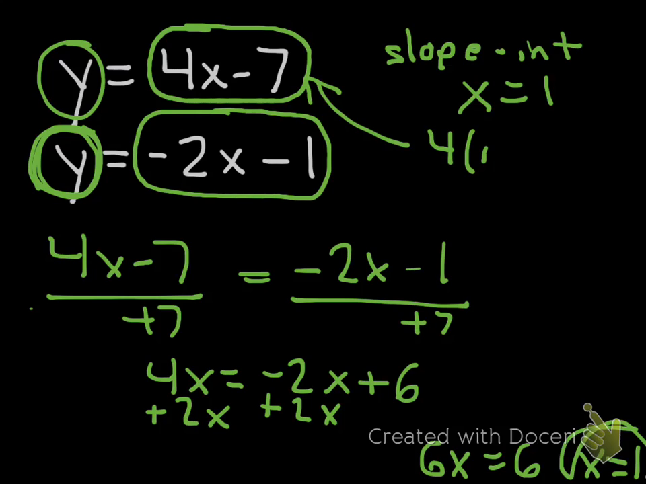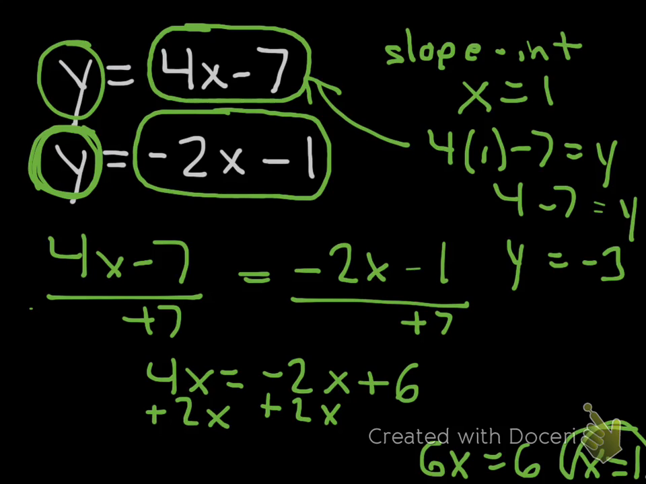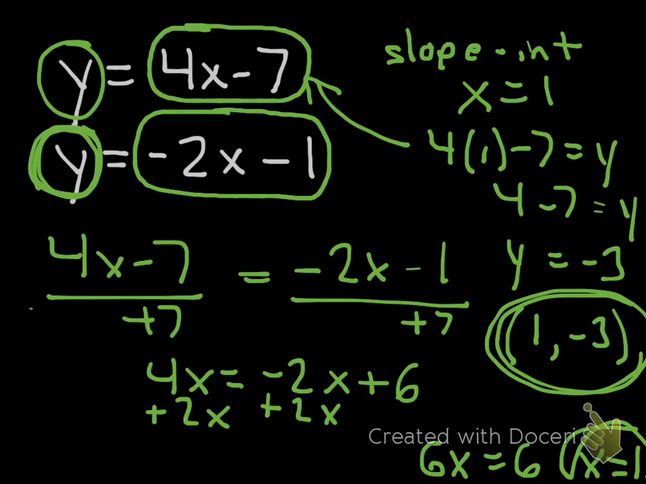4 times 1 minus 7, that equals y. 4 minus 7, that equals y. Therefore, y equals negative 3. So we find the place where these 2 lines intersect would be the point 1, negative 3. Okay? Hope you wrote your work a little bit clearer than I did here on my screen, where I was kind of all over the place.